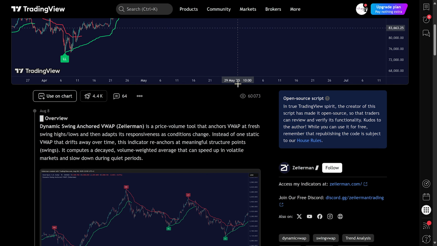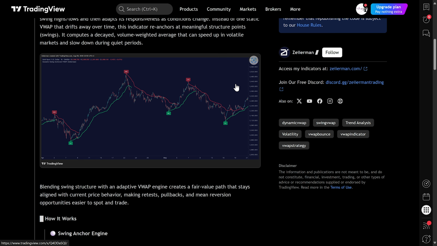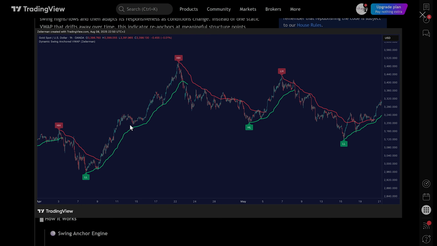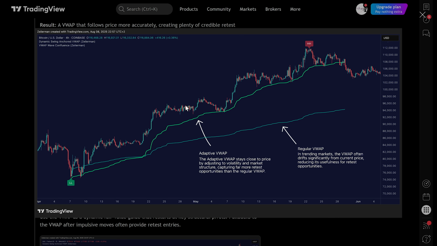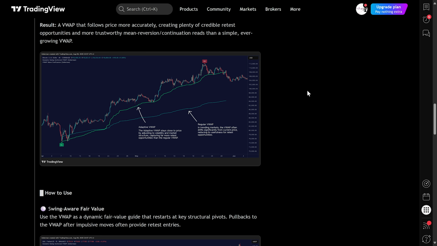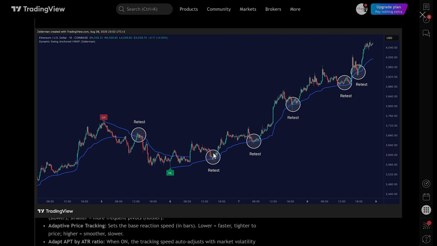This indicator is designed to keep you trading at fair value by constantly re-anchoring VWAP at swing highs and swing lows. Unlike a normal VWAP that drifts away, this one adapts to market volatility and stays close to price. It gives you more accurate pullbacks, clearer continuation setups, and reliable mean reversion points. And in this video, I'm going to show you 5 different strategies you can use with this tool, so you can start taking better trades and grow more consistent profits.